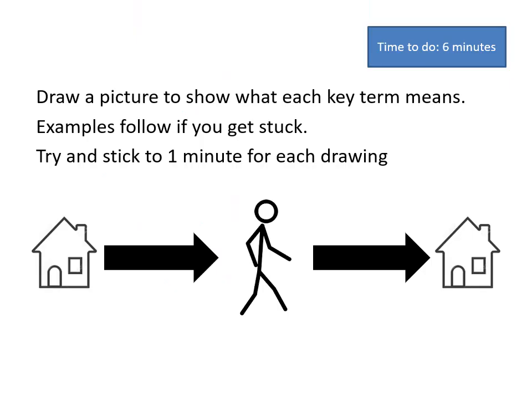Okay, so for each of those key terms, just to get us really thinking about those definitions, I'd like you to draw a picture to show what each key term means. Examples follow. I'm not going to talk about them, but I'm just going to show you them on the board. Here is one example of migration, for example. You've got a house with an arrow showing the movement of the person to another house. I'm going to show you another example of that in a second.